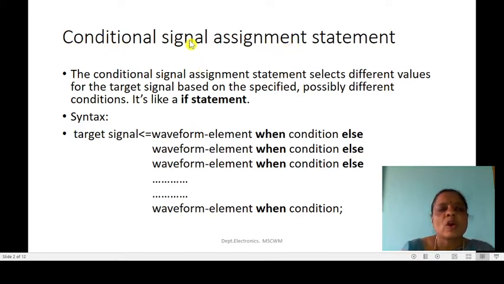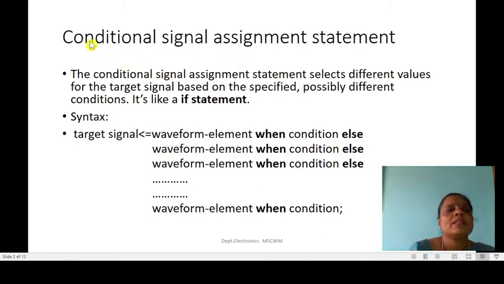Okay, so all of you, we studied the signal assignment statement. This is the symbol of the signal assignment statement. What is the signal assignment statement? Signal assignment statement is nothing but some equation is there, it is evaluating and giving values to that signal. That is nothing but our signal assignment statement.